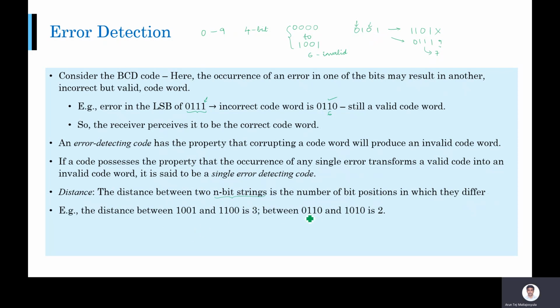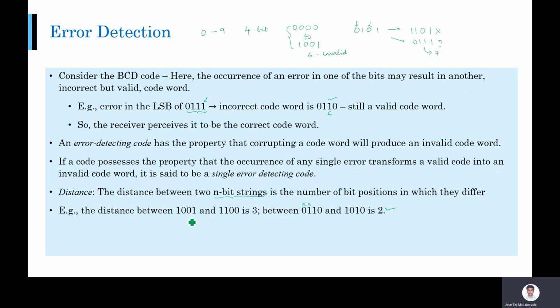For example, the distance between 0110 and 1010 is 2. Look at the number of bit positions in which these two code words are different. This bit position has different bits, so they are different. And this bit position also, they are different: 1 here and 0 here. The other two bit positions have no difference. So the distance between these two code words is 2.